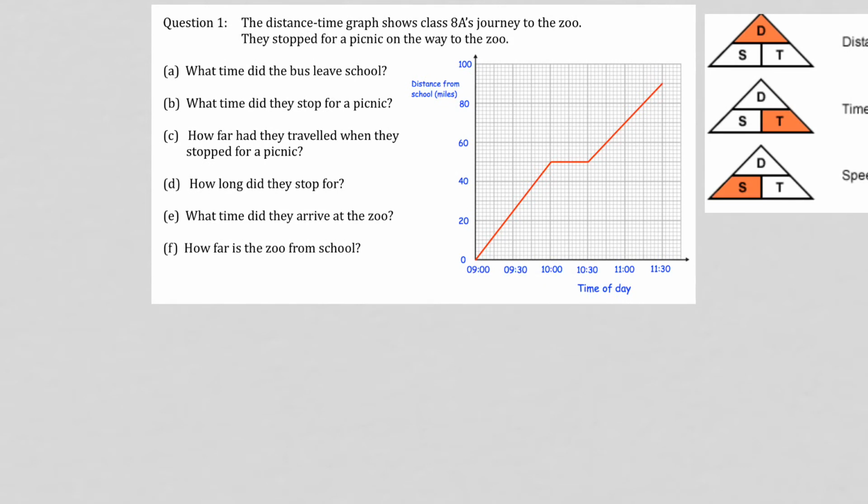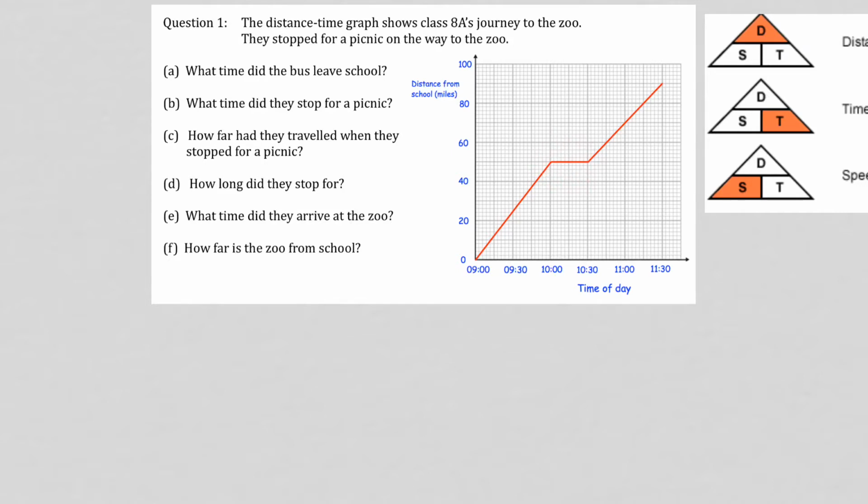So if we look here, question 1 is telling us that this graph shows the journey from a class to the zoo, and we're told they stopped for a picnic on the way to the zoo. Now if something stopped on a distance time graph, or if it's stationary, is another way of saying that, or at rest, we know that the line is horizontal. So you think if something stopped, the distance isn't going to change, but the time will continue. And if we look here on this graph, we have a horizontal part of the graph here in the middle, and that's where they were having their picnic.